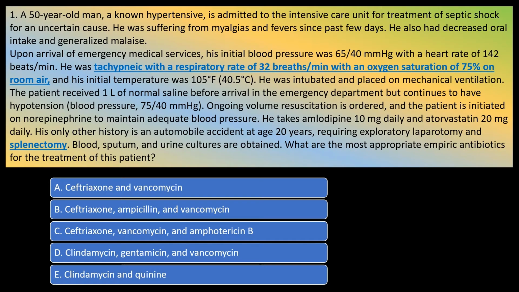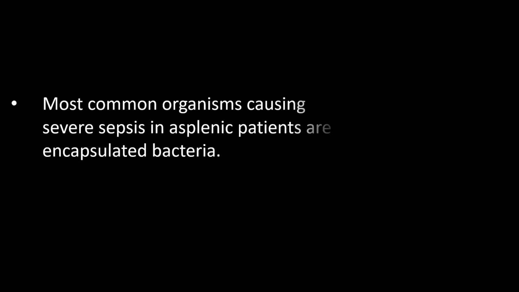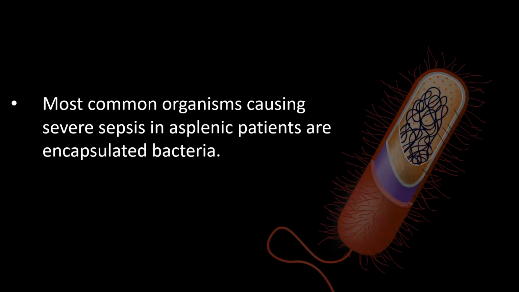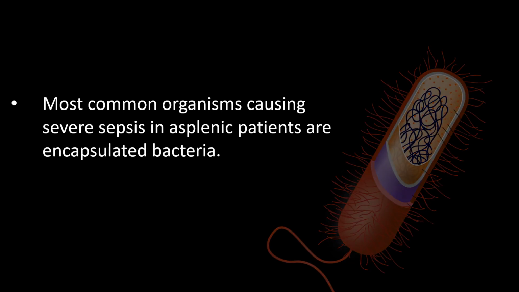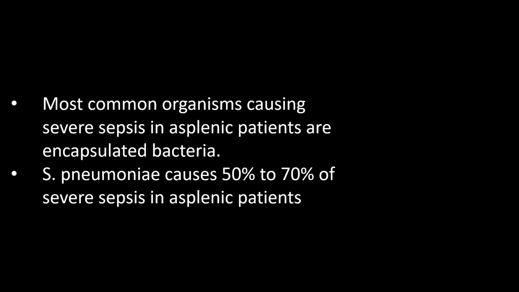First of all, quickly look at which system is involved. Looks like here there is a desaturation and tachypnea, probably pneumonia may be the possibility. With post-splenectomy status, you might consider that this patient has about 60 times higher risk for overwhelming bacterial sepsis than the normal population. The most common organisms causing severe sepsis in asplenic patients or post-splenectomy patients are encapsulated bacteria, especially the Streptococcus pneumoniae, Neisseria meningitidis and Haemophilus influenzae. Streptococcus pneumoniae causes 50% to 70% of severe sepsis in asplenic patients.